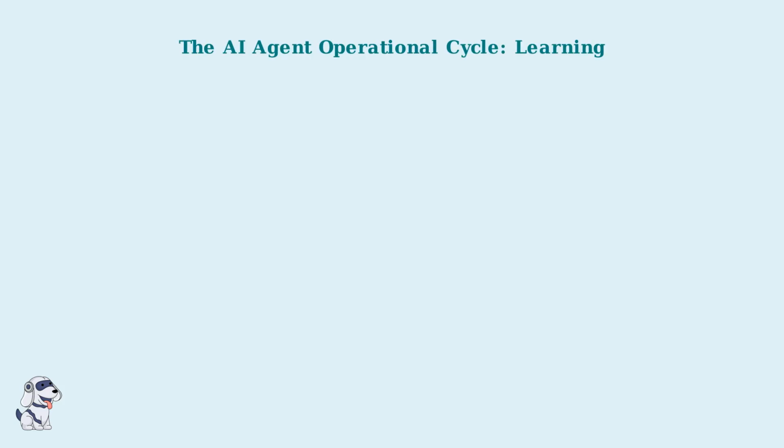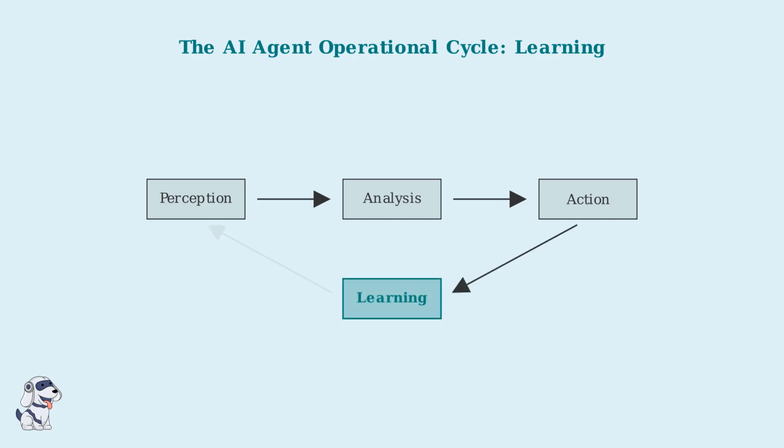The final step in the AI agent operational cycle is learning. Here, the agent processes the outcomes of its actions, receives feedback, and uses this information to improve its performance over time. In this continuous cycle, the agent first perceives data, analyzes options, takes action, and then learns from the results. Learning is crucial because it allows the agent to adapt and become more effective with each iteration.